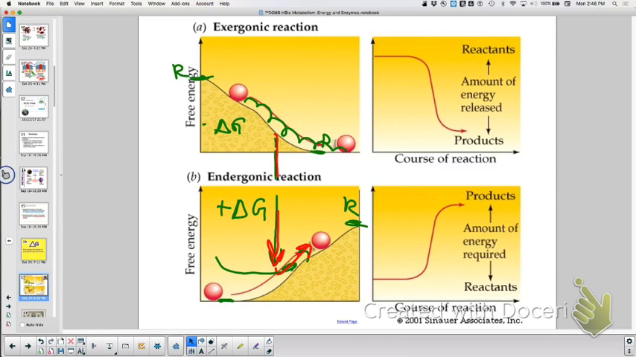The hill is how much energy you have available to do work. This is exergonic, you're releasing energy. And the released energy can be used. Right? So I'm releasing something that can be used to build something. Just like I could hand somebody some money and then they could build me a cheeseburger. Right? Okay.